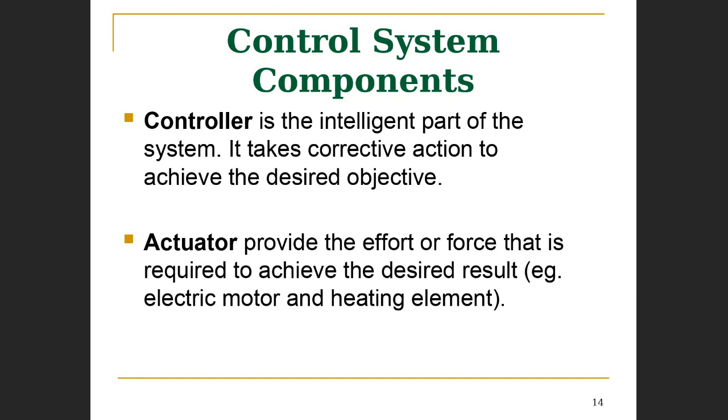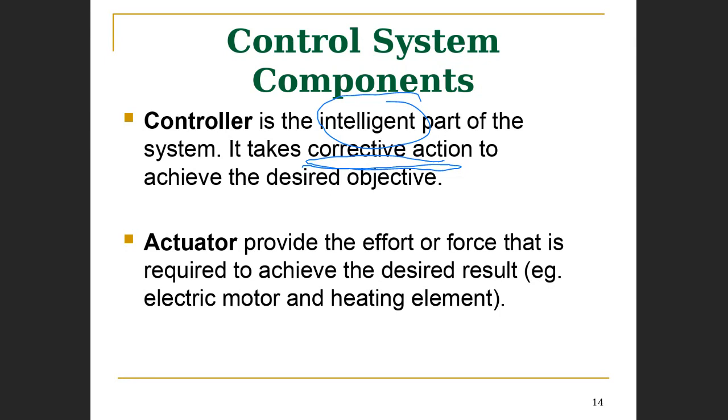Let us start with the controller. This controller here in our system is the intelligent part of the system. Having intelligence simply means it has the ability to make decisions. These decisions that the controller will make are towards corrective action. So our controller is the intelligent part of the system, and it is responsible for taking corrective action to achieve the desired objective.